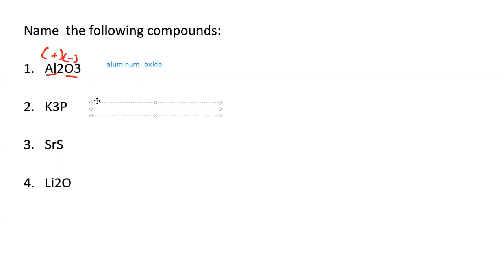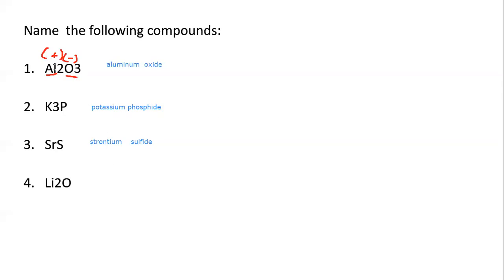Next we have K3P. Again, K is the cation, it's potassium, it's group 1. P is the anion, so it's going to be phosphide. Again, we drop the ending of phosphorus and replace it with IDE. Next we have SrS. Sr is the cation, it's strontium. The anion is an anion of sulfur, it'll be sulfide.